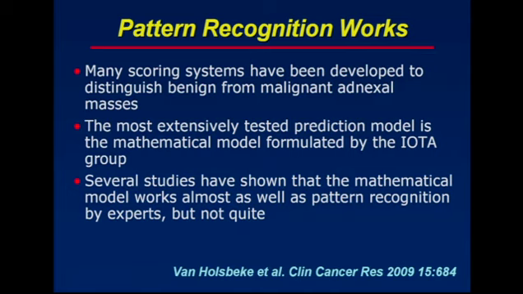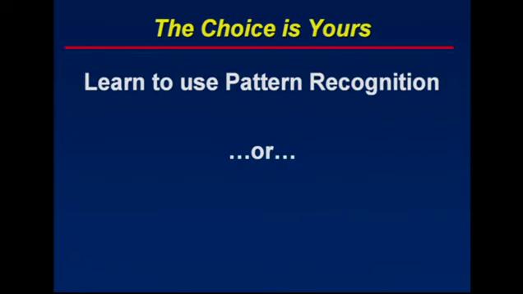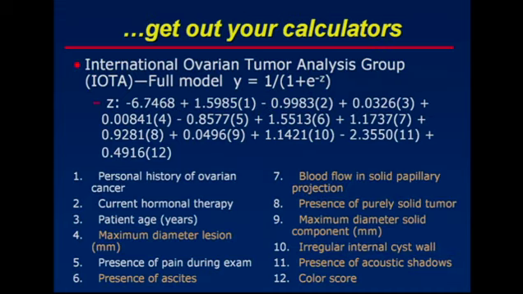Now, clearly, pattern recognition works when we look at the adnexa. There have been many scoring systems that have been developed to try to distinguish between benign and malignant adnexal masses. And the most extensively tested formula is this prediction model that's been put out by the IOTA, the International Ovarian Tumor Analysis Group. It's a mathematical model, and several studies have shown that this mathematical model works almost as well as pattern recognition by experts, but not quite. So I'll submit to you that the choice is yours. You can either learn to become an expert in pattern recognition when you look at these adnexal masses on ultrasound, or you can get out your calculator.